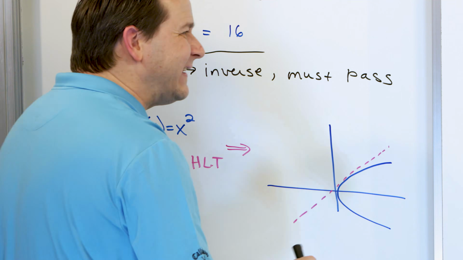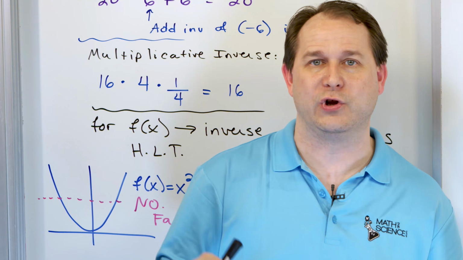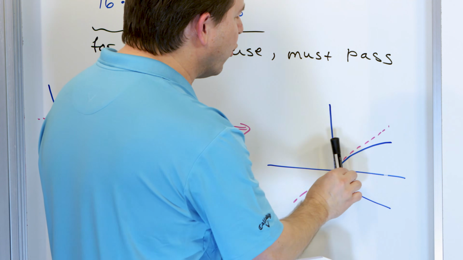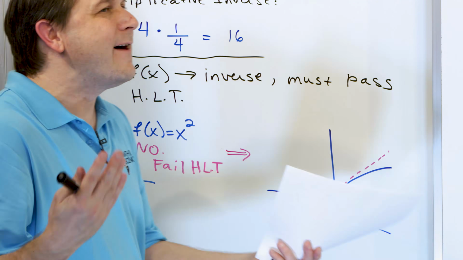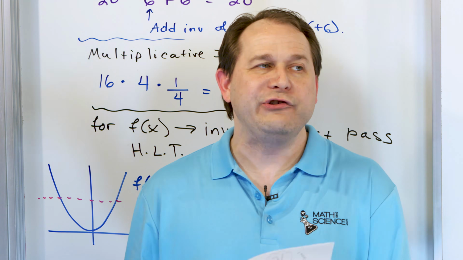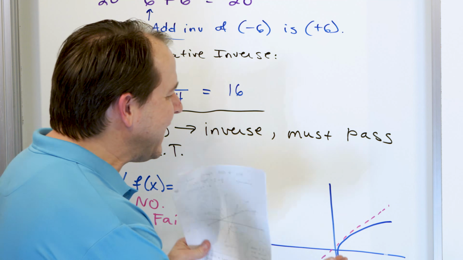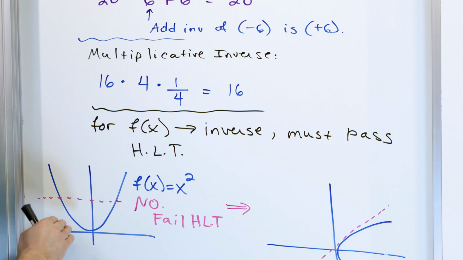But the inverse has to be a function. And remember, all functions have to pass the vertical line test. This thing fails the vertical line test because it cuts in more than one location. So the reason we have a horizontal line test is because once you mirror image reflect it, it has to pass a vertical line test. So if it fails a vertical line test, then the original function is going to fail a horizontal line test.